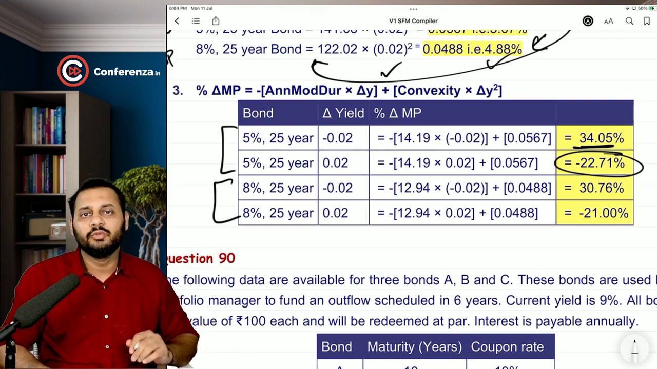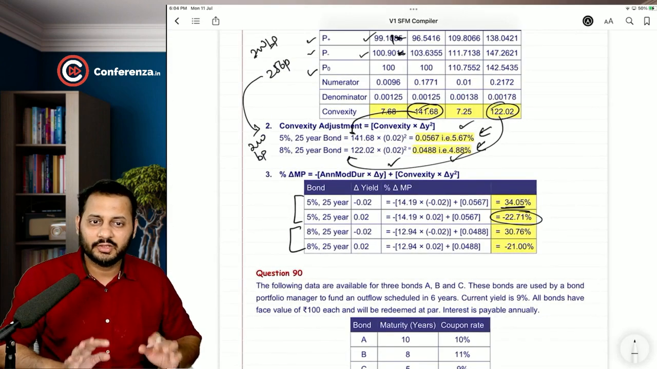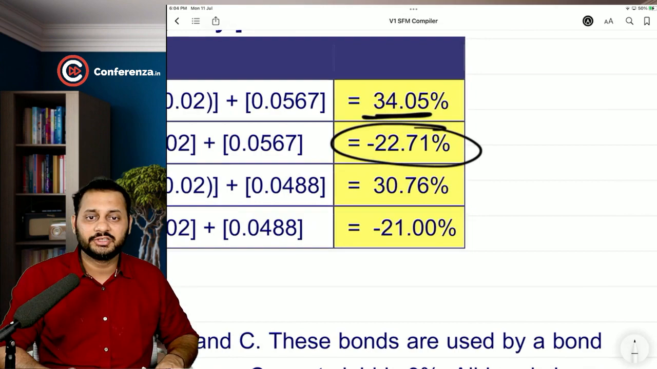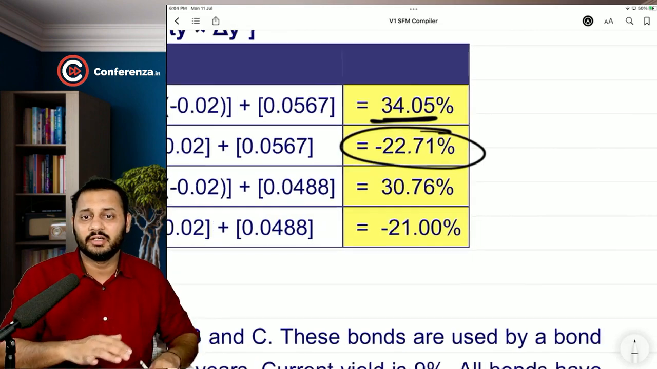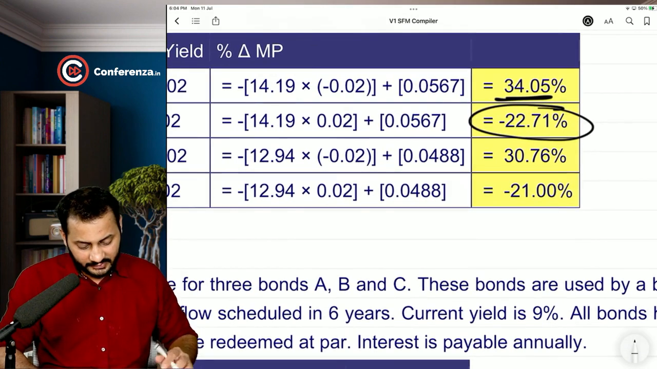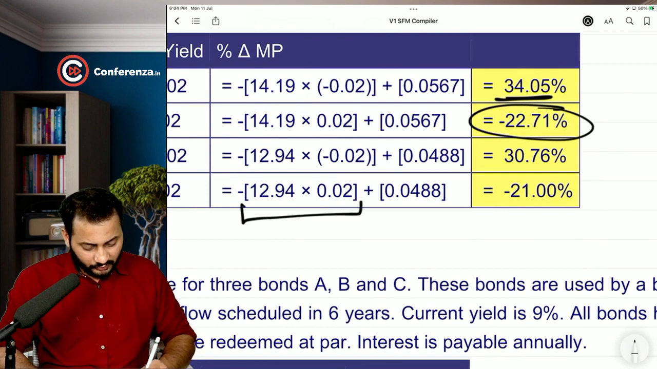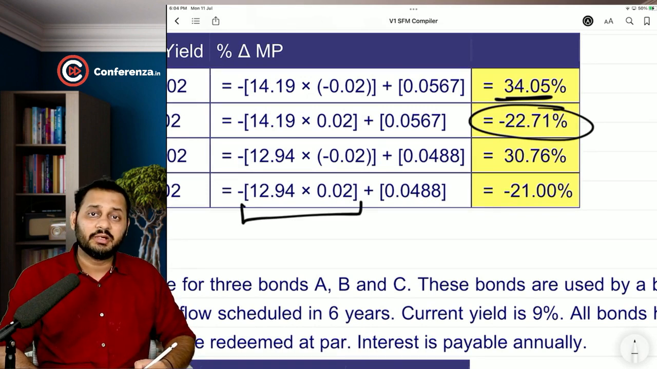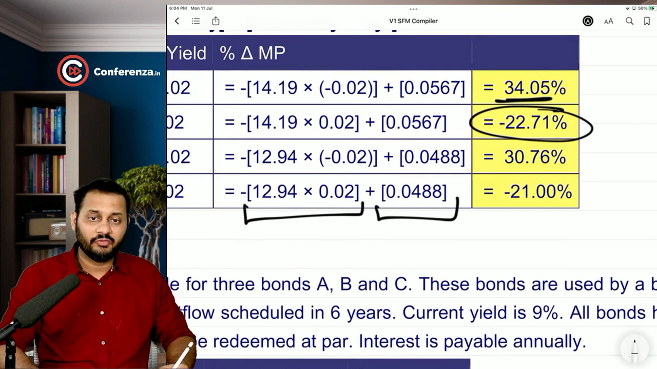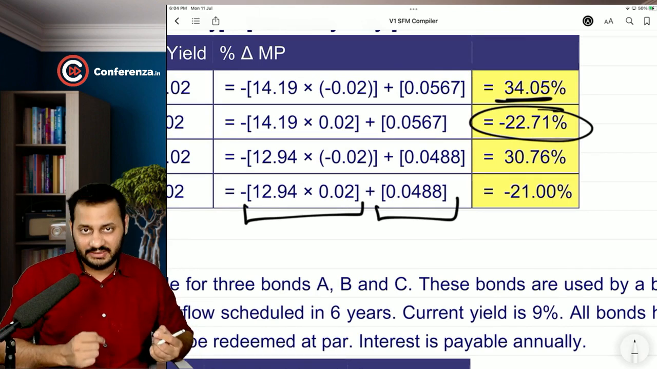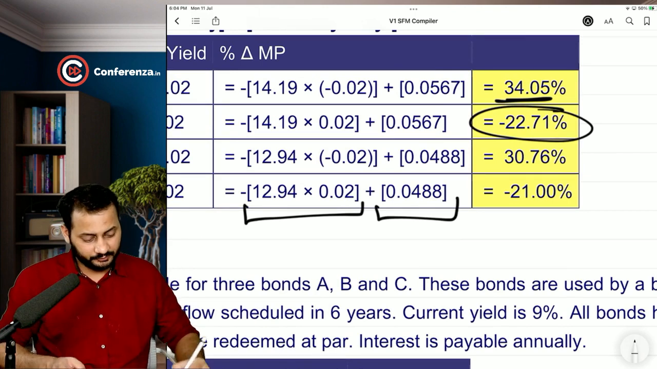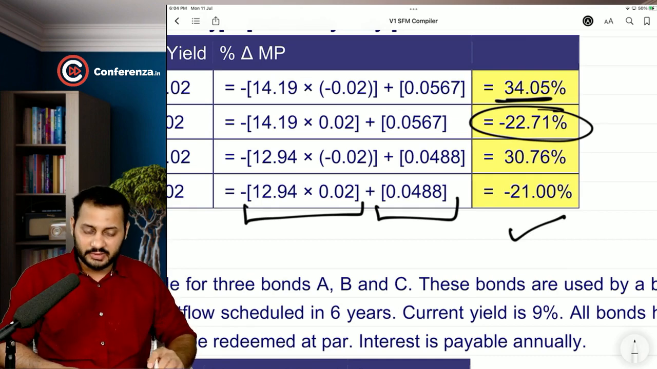Nothing is new now. Have you understood? This is the final market price change, and this will give you the correct figure. Understand the difference. This much was the change suggested by modified duration, but this was inaccurate, and this was the adjustment for bringing more accuracy into the equation. So this is going to be the proper answer.